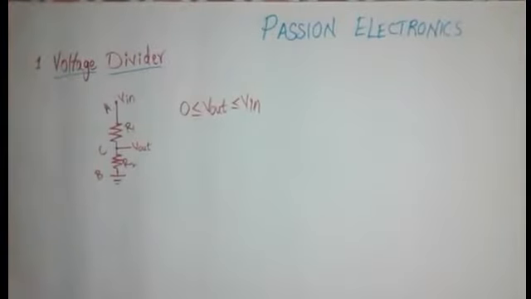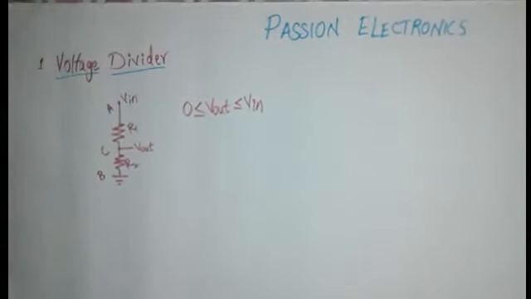The beauty of this circuit is that if you are connecting node A to VIN and node B to the ground, then you will be able to generate any voltage which satisfies the condition 0 is less than or equal to V out is less than or equal to V in by carefully varying the resistor values R1 and R2.